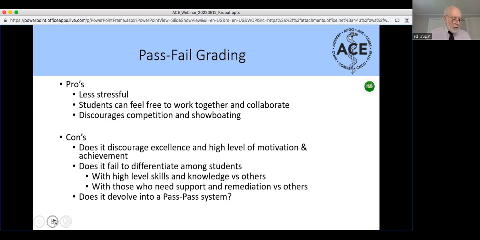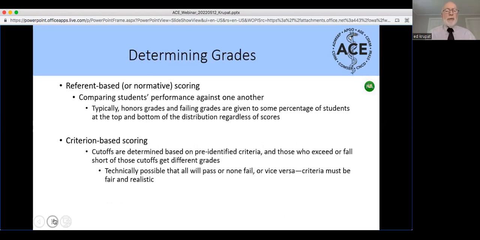So there's a question, again, as I said, if 1% of the people are failing, how good is our system, whether it's multi-tiered or pass-fail? So if we're determining grades, it's a question of how we should go about doing that. And there are 2 very distinct approaches, either referent or normative-based scoring versus criterion-based scoring. Referent or normative scoring is where we get a distribution and we compare the students' performance against one another, and then we maybe make some cutoffs.